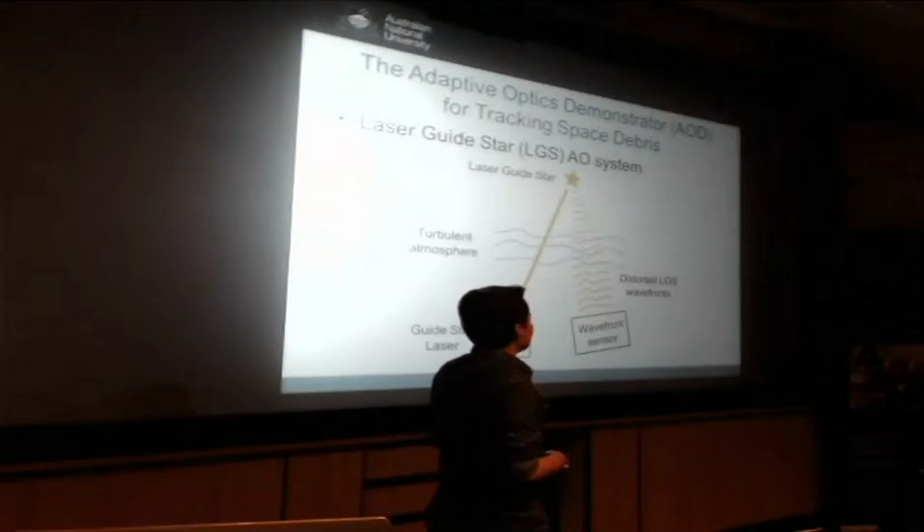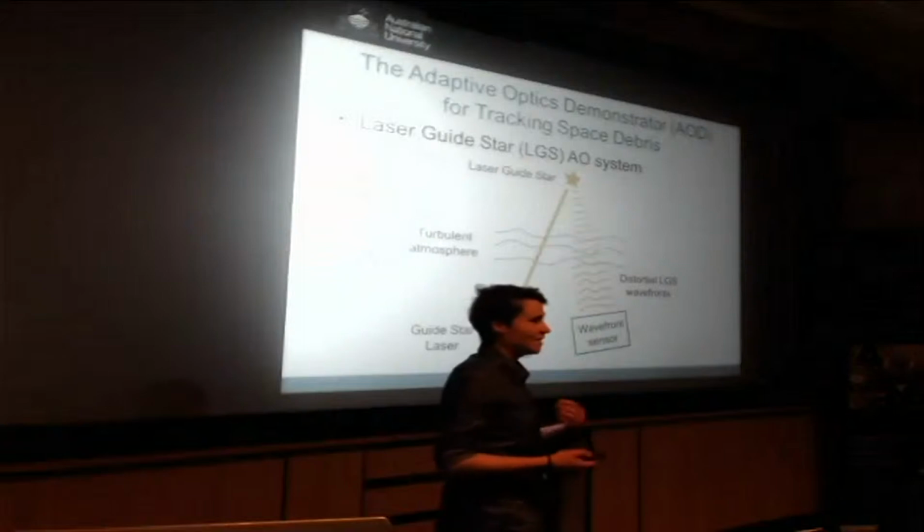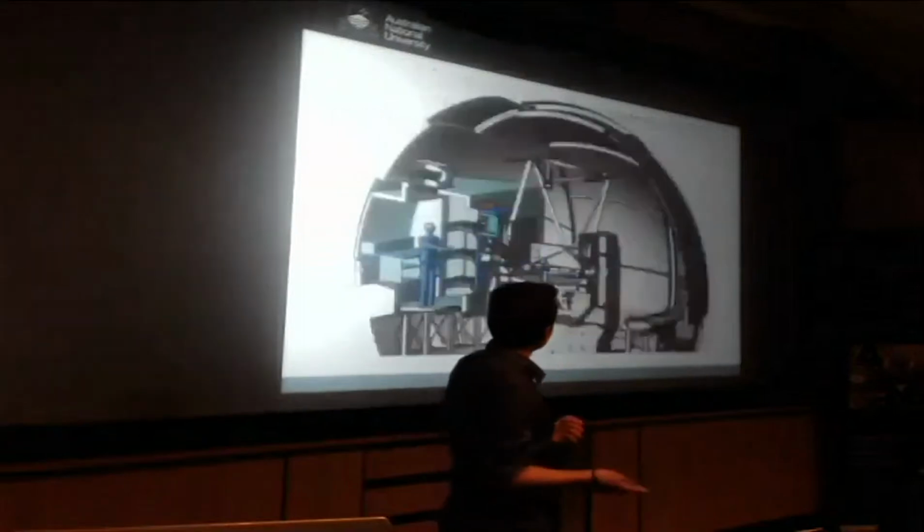The wavefront sensor in an adaptive optics system will use the light from this light source to obtain the shape of the distortion of the wavefront, and then this information is used to correct the upgoing laser beam.